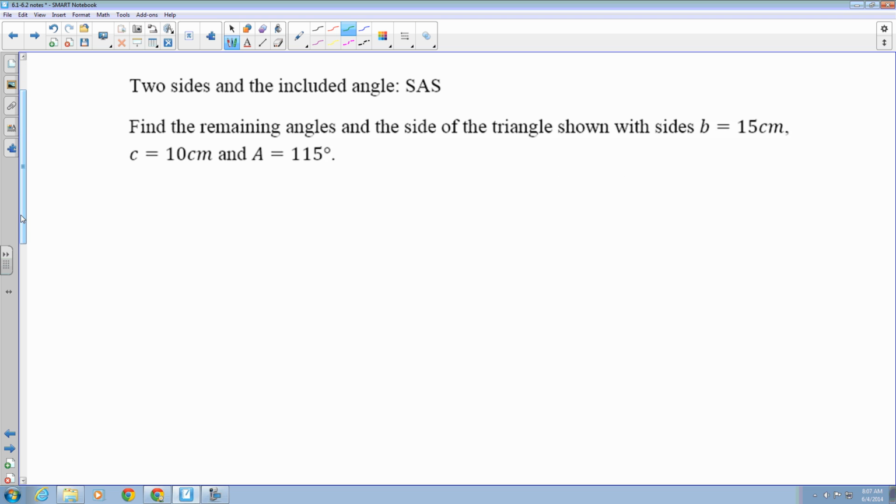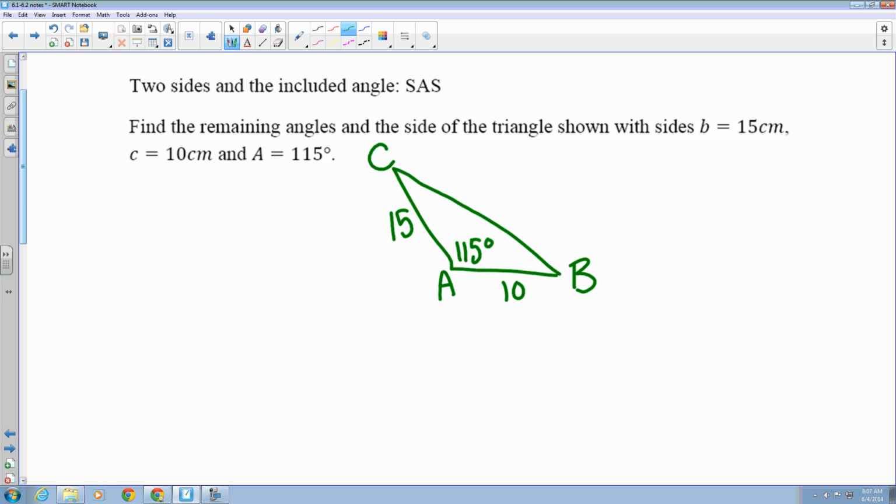Here we have a side angle side. Find the remaining angles and the side of the triangle known with sides 15, 10, and 115 for our angle. So here's our A, 10, so that'll be across from angle C, and 15, so that'll be across from angle B. Let's find the third side.